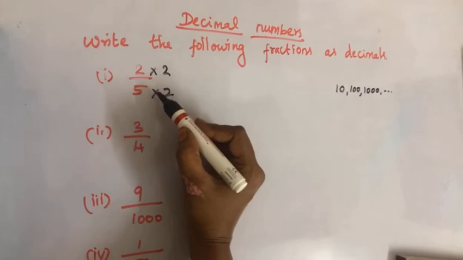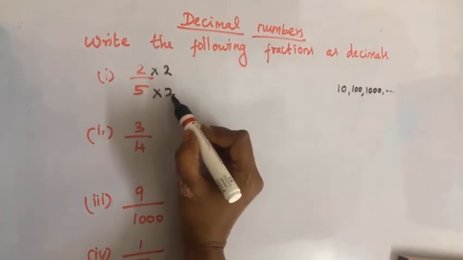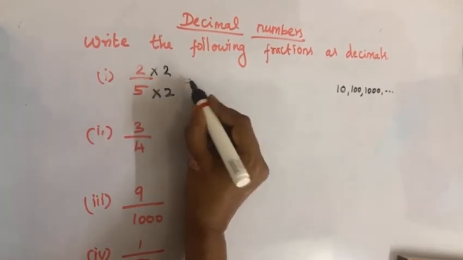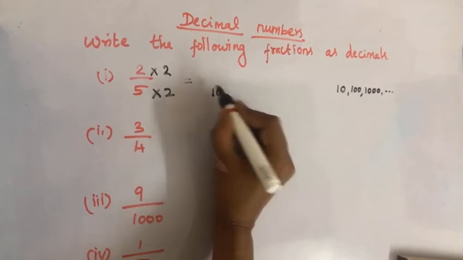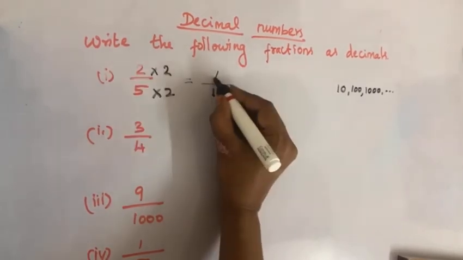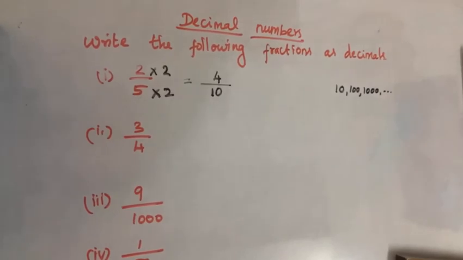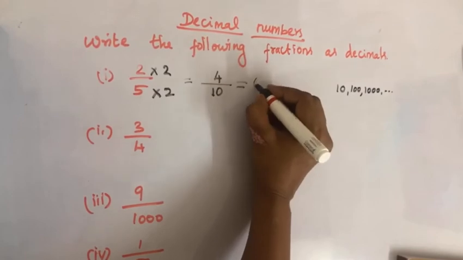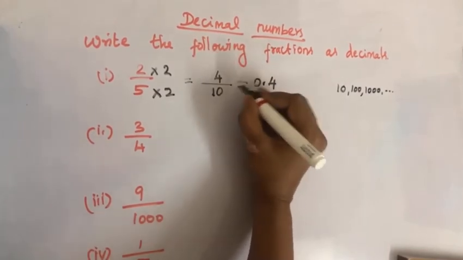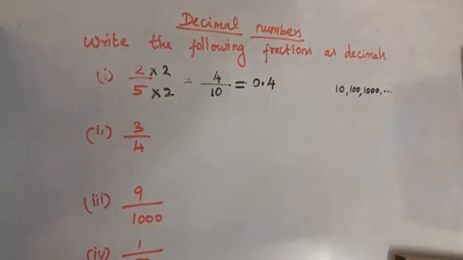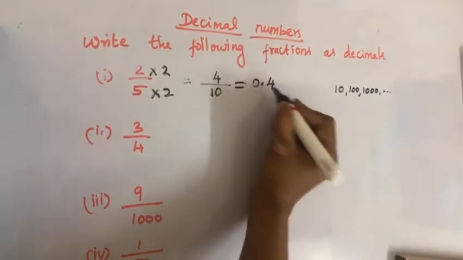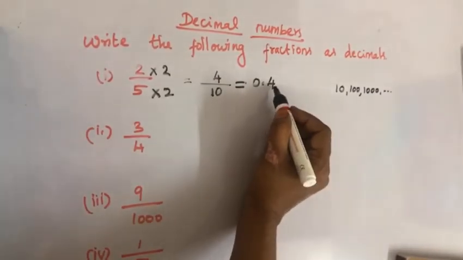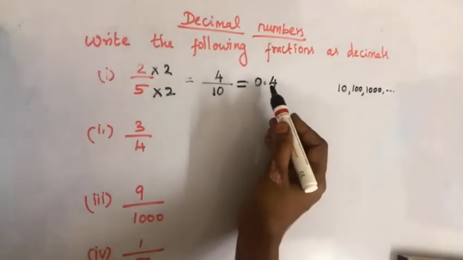So here in the denominator, if I multiply it by 2, then you have to multiply the numerator also by 2. So here 5 2s are 10. What about the numerator? 2 2s are 4. So now it is 4 by 10. We can write it as a decimal easily, right? If 10 is there, then 0.4. Only one decimal place, only one digit in the decimal place. Okay, so it is the decimal form.